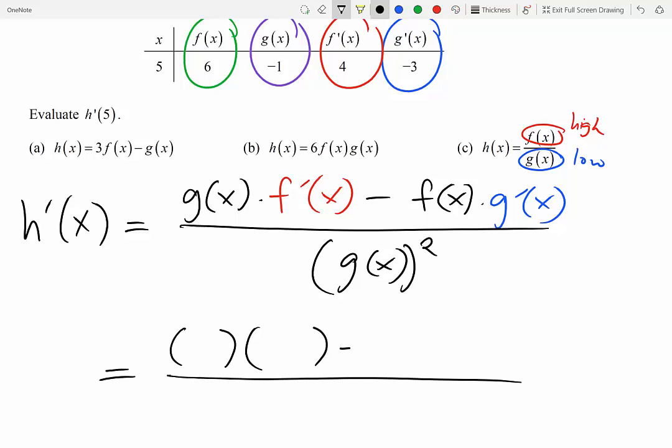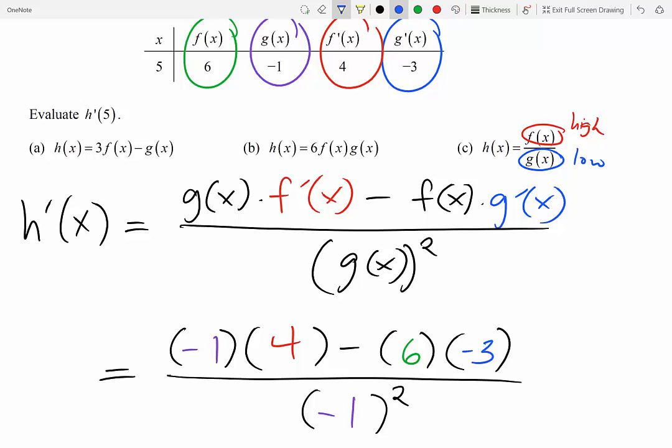So for quotient rule problems, once again, we're going to need 4 numbers to be used, and all 4 numbers in the table will get used at least once. Then in the denominator, we're going to have to take a value and square it. So what goes where? Well, g of x represents our low function, so there's negative 1. That goes for g of x there and in the denominator. Then we'll take f prime of x, which is 4, plug it in for f prime. Then f of x gives us a 6. Finally, g prime of x is negative 3.